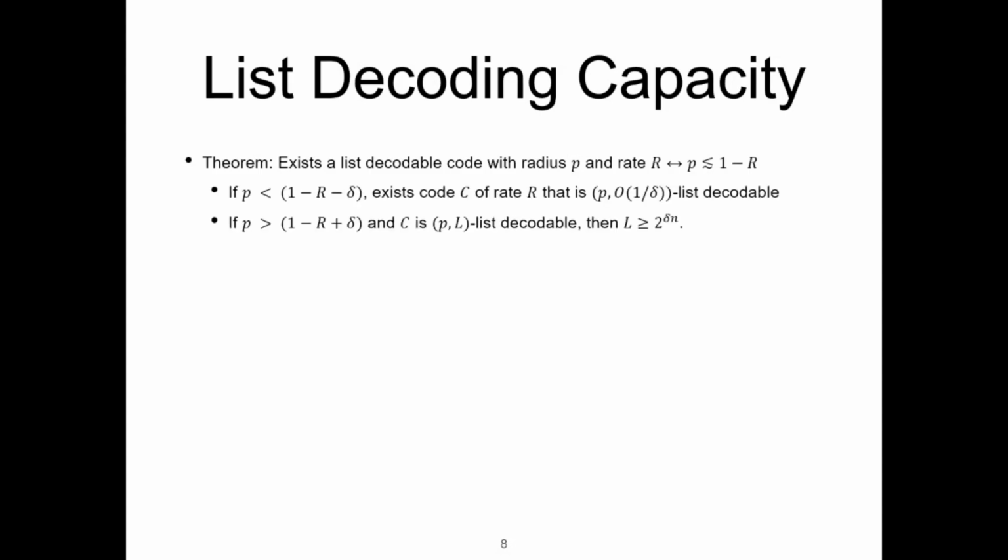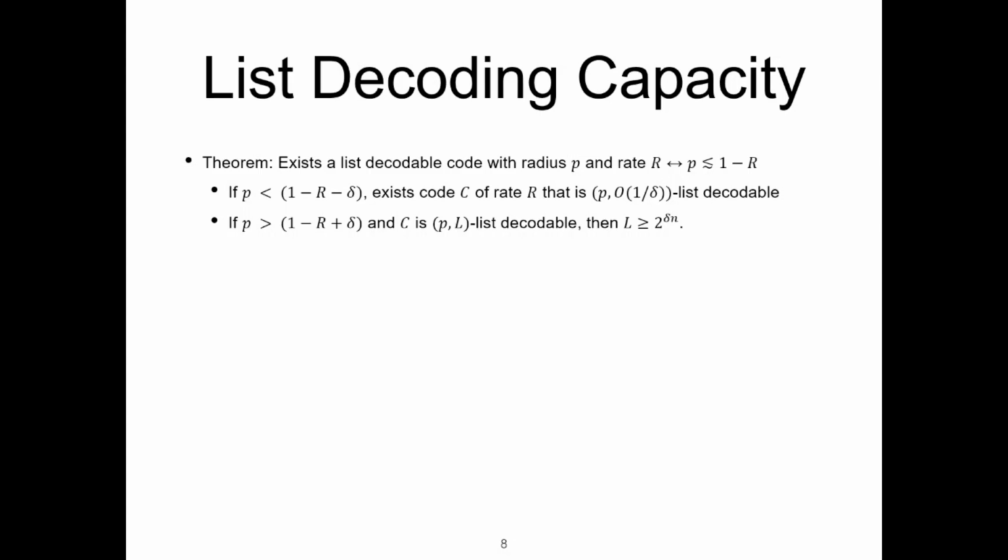We want to understand what parameters can be achieved for list decoding. There is a theorem called the list-decoding capacity theorem, which shows that there exists a list-decodable code with radius p and rate R if and only if p is approximately less than 1 minus R. To be more precise, if p is less than 1 minus R minus delta for some small delta, then there exists a code of rate R that is (p, L) list decodable, where L is almost linear in 1 over delta.